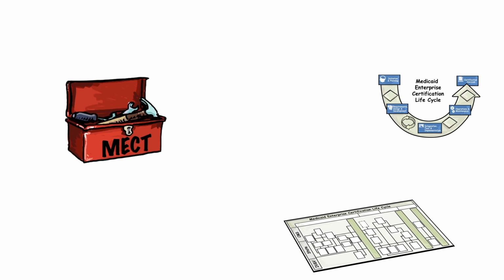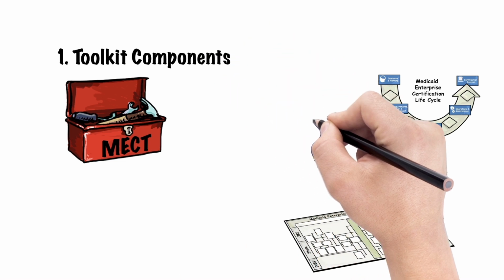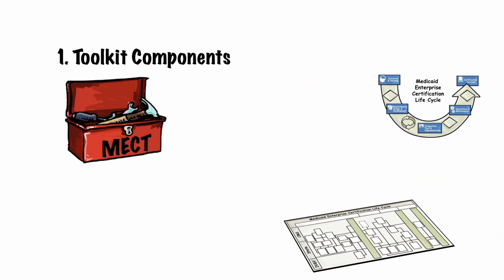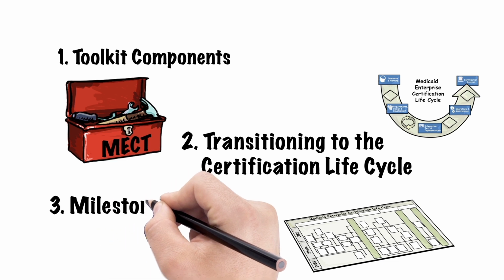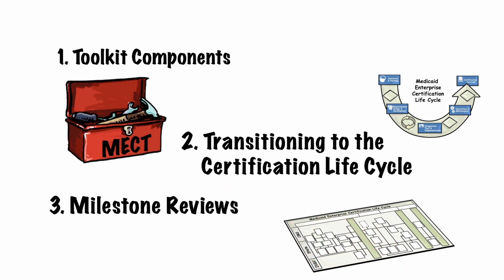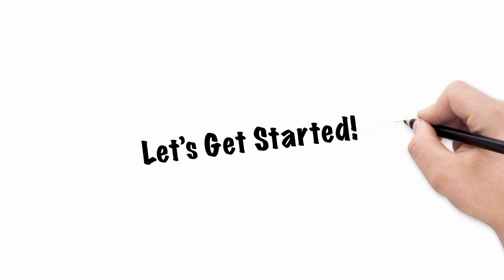We've broken this training video into 3 parts. In the first section, we'll tour the toolkit components. In the second section, we explain the certification lifecycle and how states can transition into it, even if they have already begun module development. In section 3, we cover how a state can prepare for a milestone review. Let's get started.